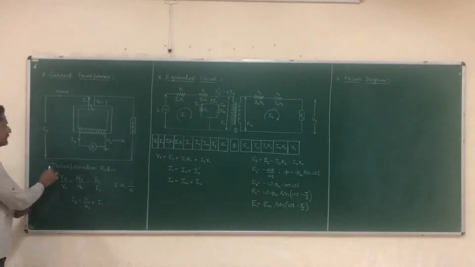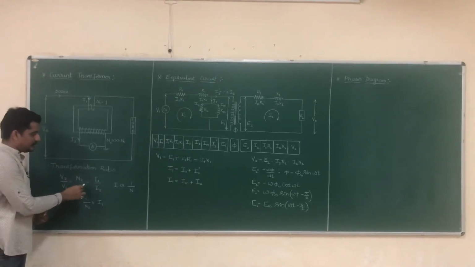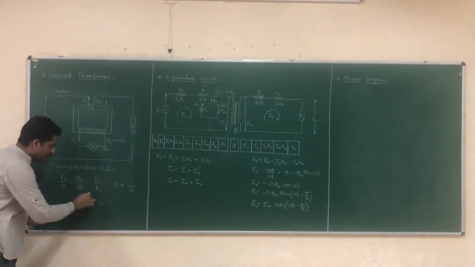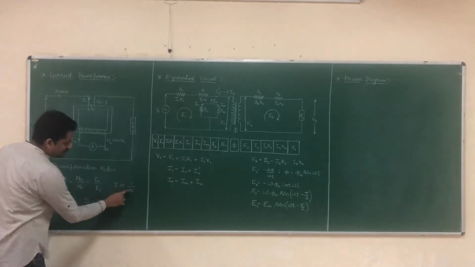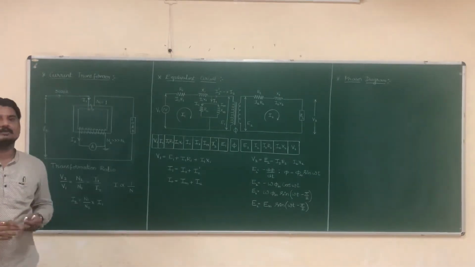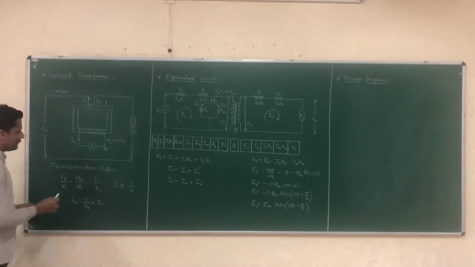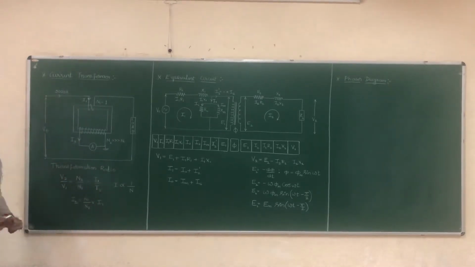Now if we consider the transformation ratio, V2 by V1 is equal to N2 by N1, which is equal to I1 by I2. From these two equations, you can say that current is inversely proportional to the number of turns. As I said, as the number of turns increases, the value of current decreases. So if I want to find the value of I2, it is N1 by N2 into I1.